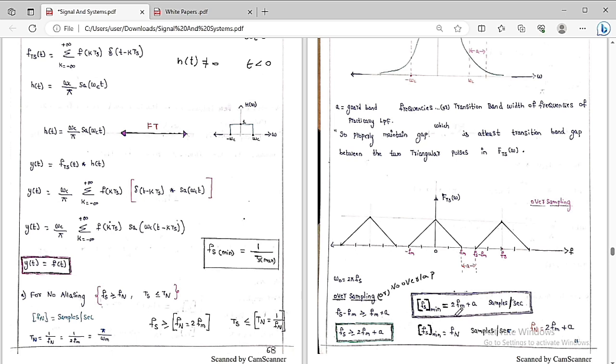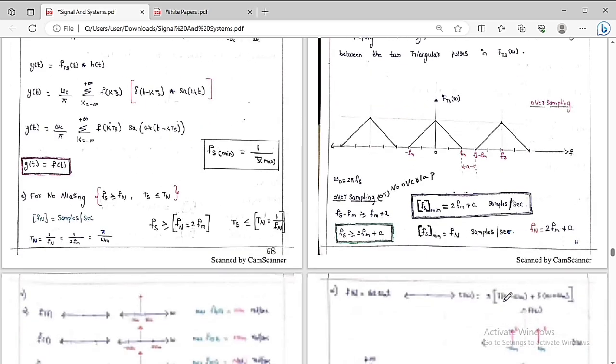So what is fs minimum? fs minimum is equal to 2 times (fm plus a) samples per second, which means this is the number of samples we need per second. The minimum sampling frequency is nothing but the Nyquist frequency, which is 2 times (fm plus a). For the ideal case a is equal to 0, but here a is not equal to 0. So these things you always have to keep in your mind.